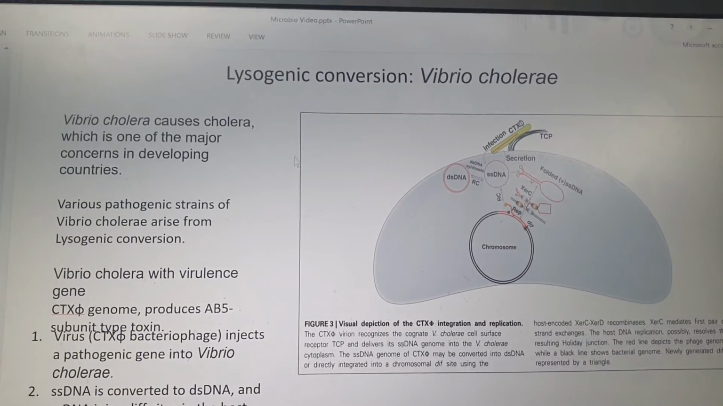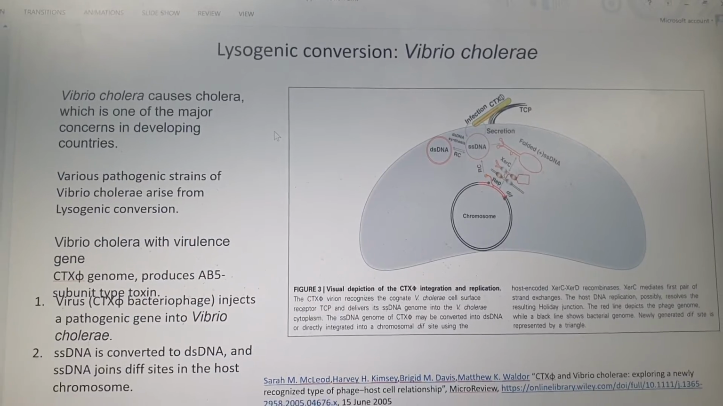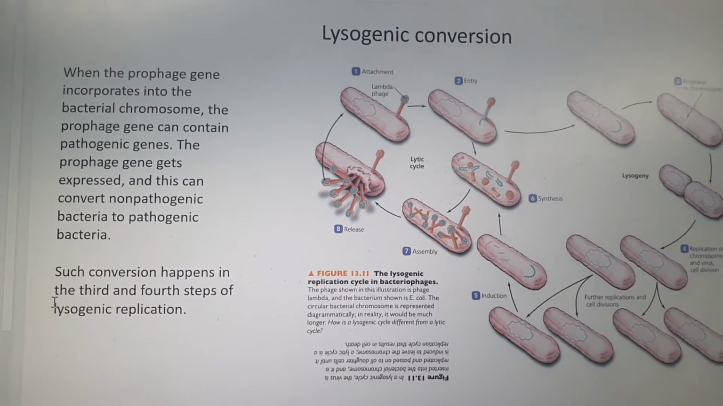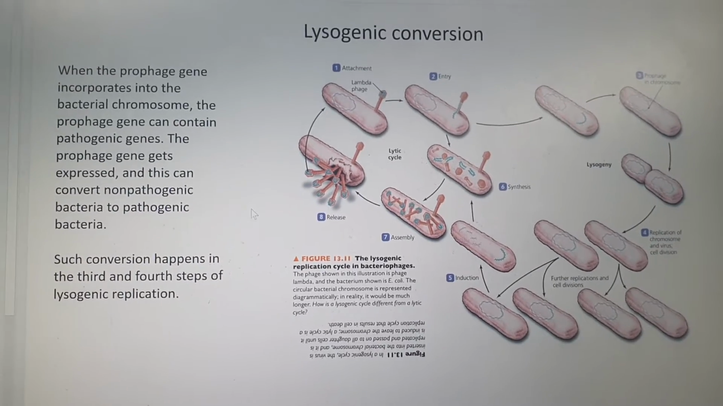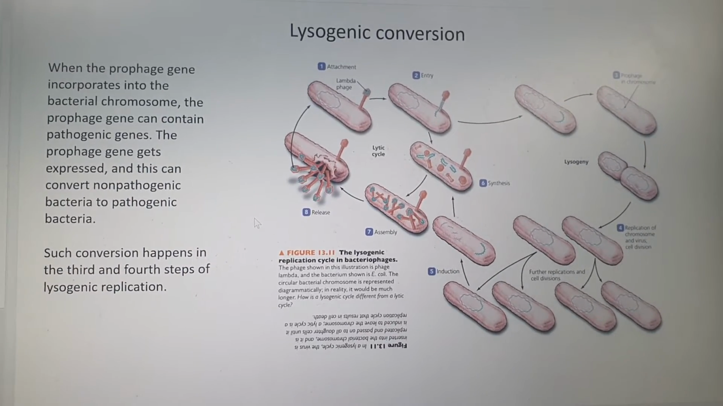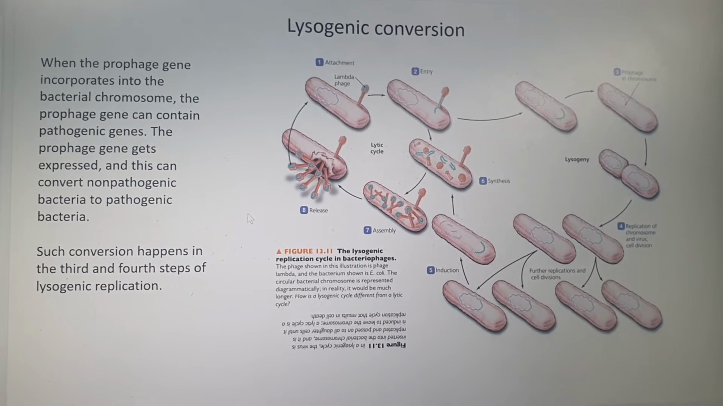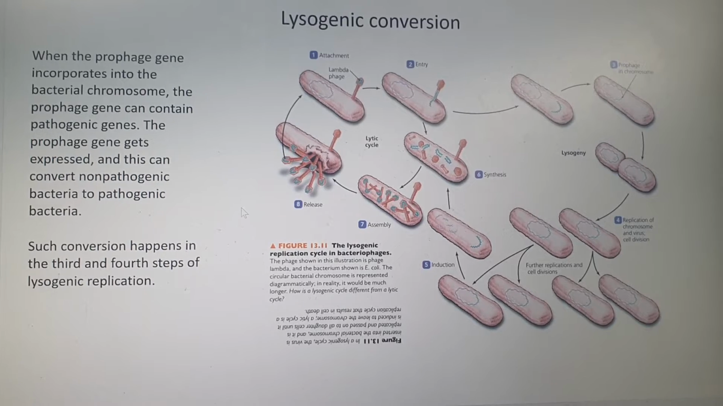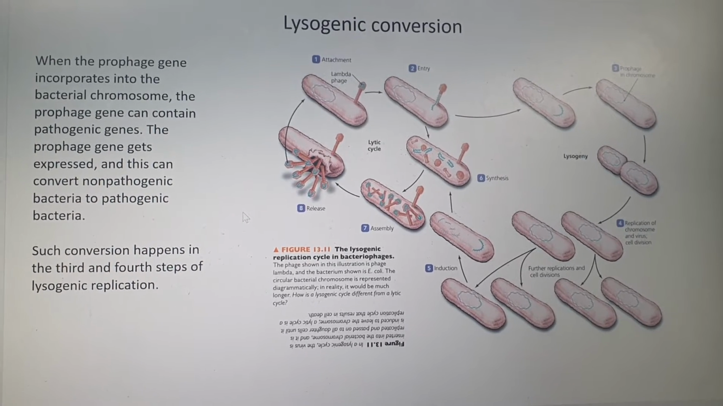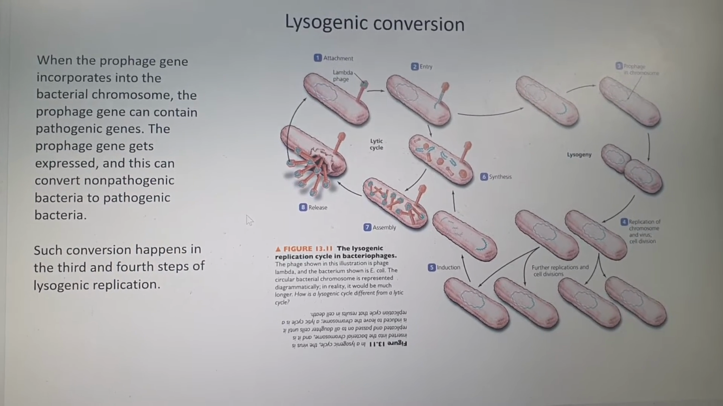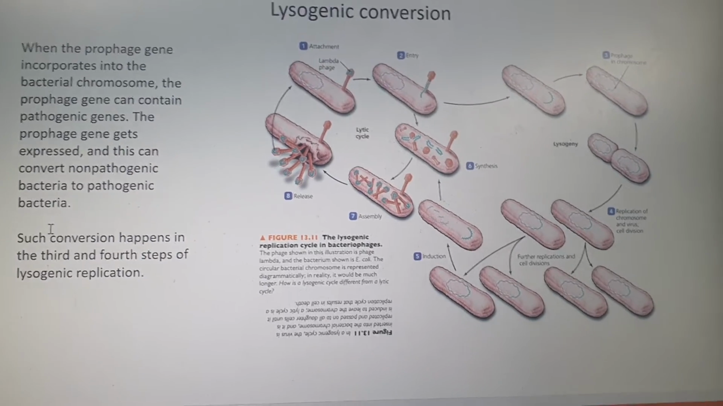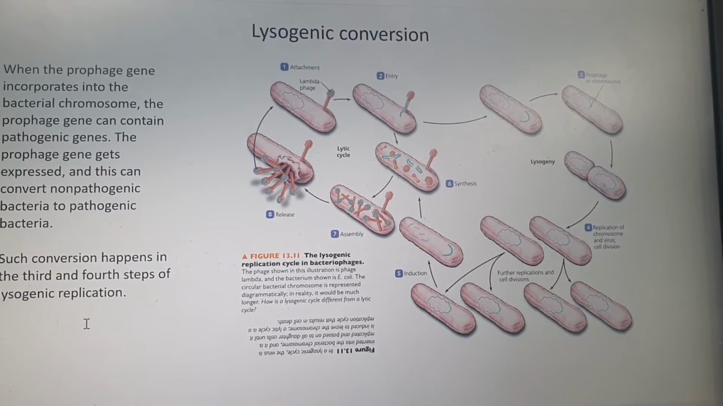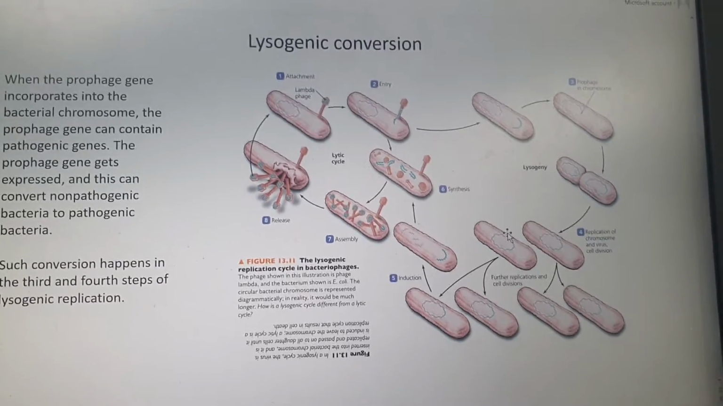So, lysogenic conversion. Lysogenic conversion is when a prophage gene incorporates into the bacterial chromosome. Then the prophage gene can contain pathogenic genes. The prophage gene gets expressed, and this can convert non-pathogenic bacteria to pathogenic bacteria. And such conversion happens in the third and fourth steps of lysogenic replication.